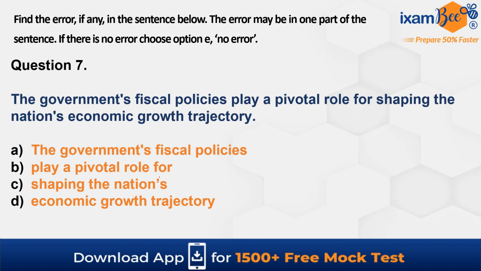Next question. Government's fiscal policies play a pivotal role for shaping the nation's economic growth trajectory. The government's fiscal policies play a pivotal role. Role in what? Role in shaping, not for shaping. You play your role in something, in making a place better, in learning something, in teaching something. So here, the government's fiscal policies played an important role in shaping the nation's economic growth trajectory. So instead of for, it should be in. Okay, so B is correct.